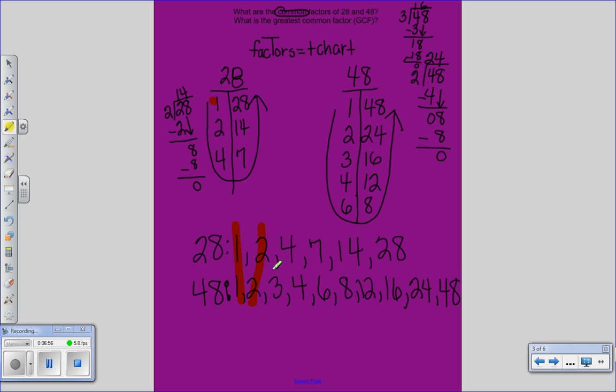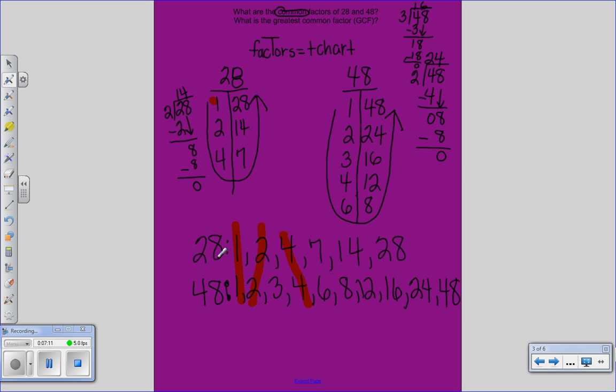How about 3? Oh, 3's not in the same list. Common factors means both lists. 4's in both lists. Can't do 6 or 7, not 8. Keep looking. Oh, those are my only 3 common factors.